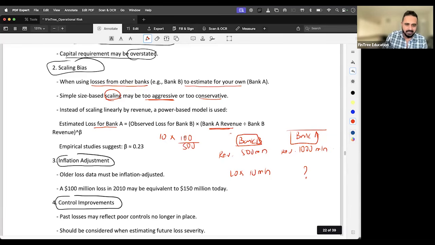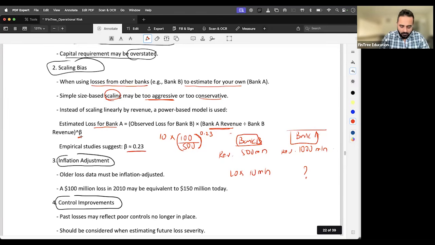Look at this proportionate scaling, but this scalar will not remain 2. Rather, we will be charging it an exponent of 0.23. This is the beta in the formula. This is what Basel recommends. It says don't do a linear calculation, rather charge this multiplier beta of 0.23. I think you would be better off memorizing this 0.23 number. This will help on the exam.